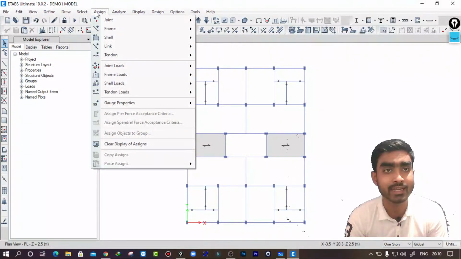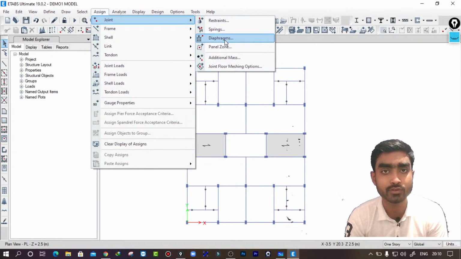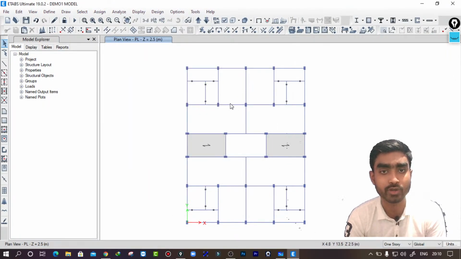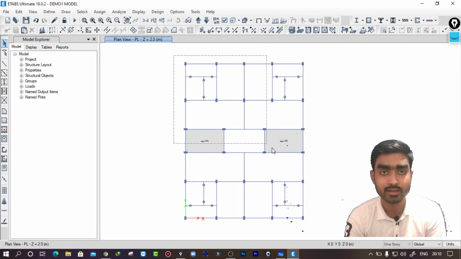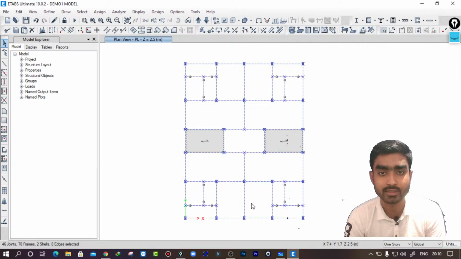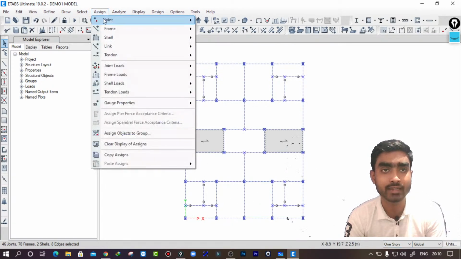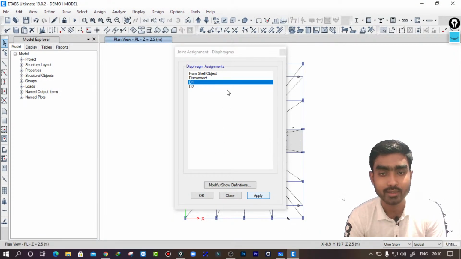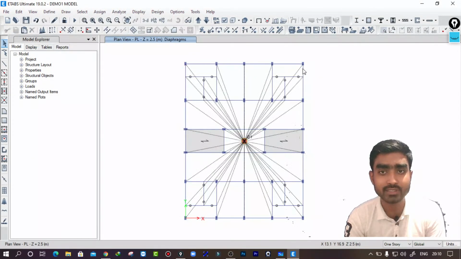If you go to assign and joints, you can see we have diaphragms here, which are joint diaphragms. So we can provide the joint diaphragms here. Totally your wish. If you do not provide it, it's not an issue. So let's select all this. Let me make sure that it is in one story. Go to assign, joint, and diaphragms, and let's select this one, D1. Apply. Here you can see it binds every single point present in this plane, and it has created the diaphragm.